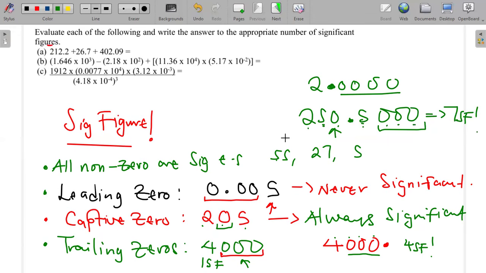Okay, so those are the rules that are going to be helping us determine how many significant figures we have in a certain number. Okay, so any questions up to this point of just discussing the rules? Anybody who has a question before we proceed? Okay, so silence means there is no question.